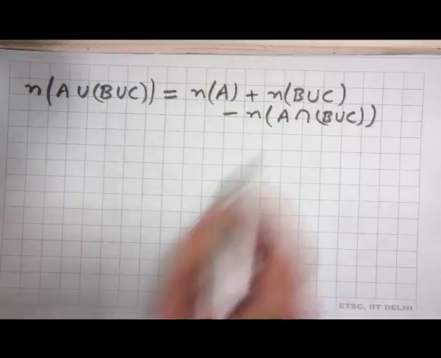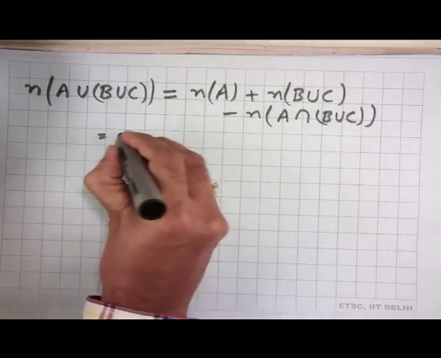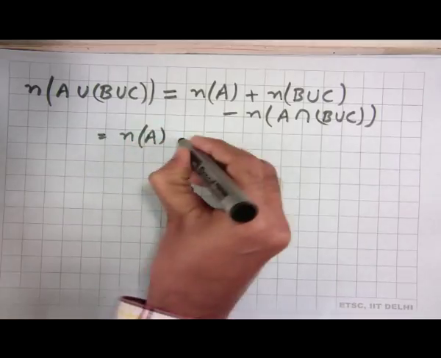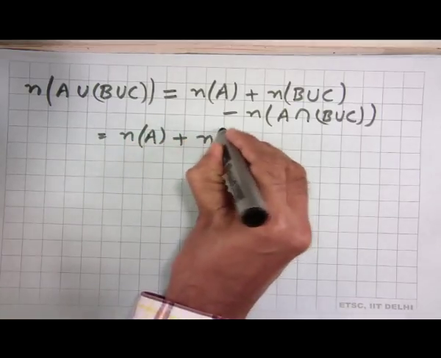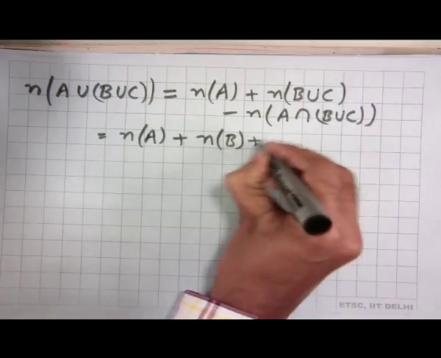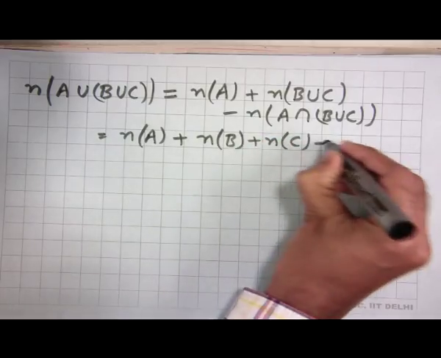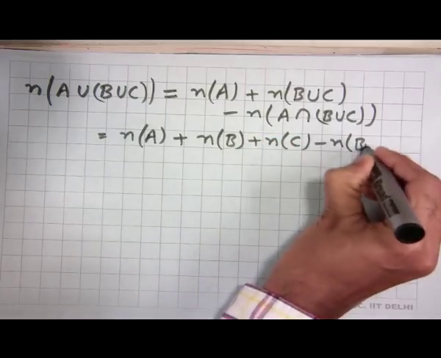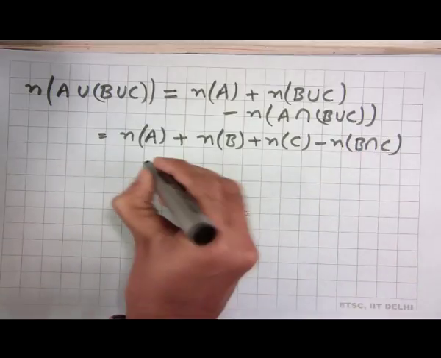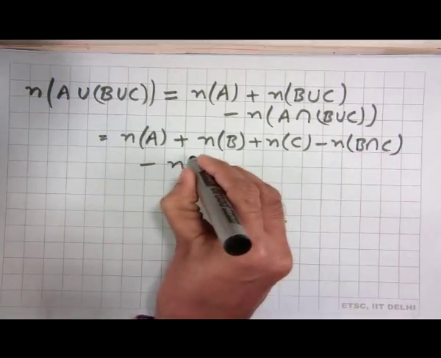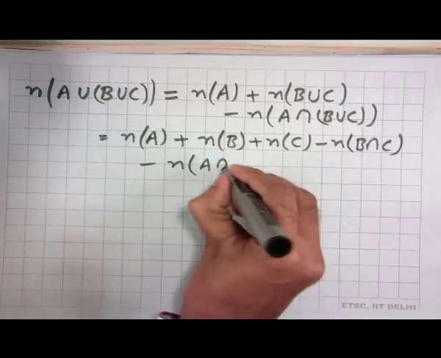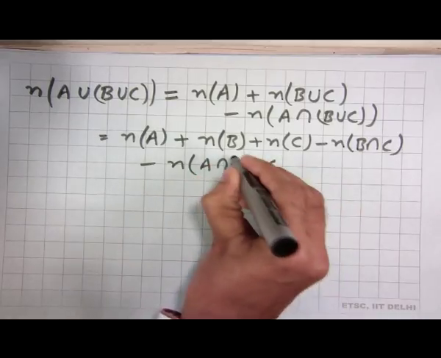And n of B union C, we know again that we can write as n of B plus n of C minus n of B intersection C minus n of A intersection B union C.